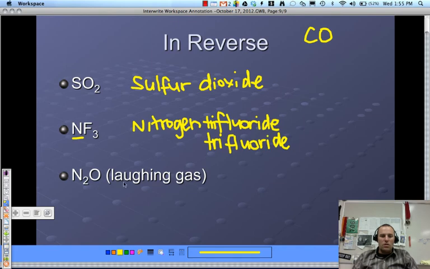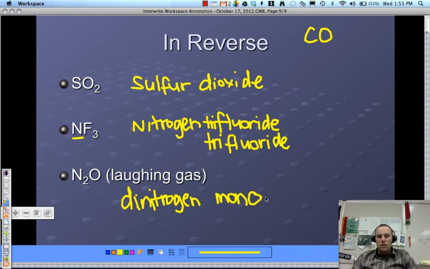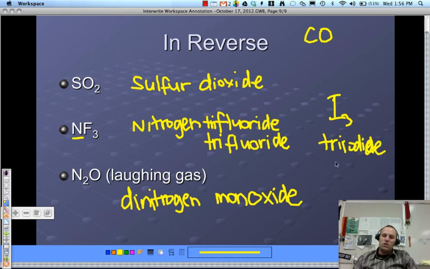All right, N2O, laughing gas. There's 2 nitrogens, so we say dinitrogen. And then 1 oxygen, we say mono, but again, remember you don't say monooxide. You drop one of the O's. It's just monoxide. The only time you're going to put 2 vowels together is if it's iodine. So if I had I3, that would be called triiodide. Sounds weird, but that's what it is.